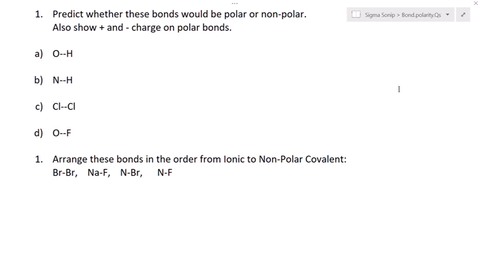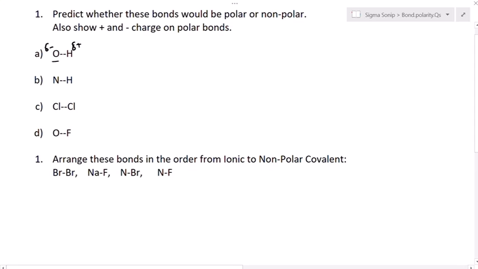So let's take a look at the solution here. The first one we have is the bond between oxygen and hydrogen. We know that oxygen is on the right hand side of the periodic table, hydrogen is on the left hand side of the periodic table, and from the electronegativity table we can see that hydrogen has a lower value of electronegativity, oxygen has a higher value of electronegativity. Therefore oxygen pulls the shared electrons towards itself, which means oxygen becomes partially negative and hydrogen becomes partially positive.